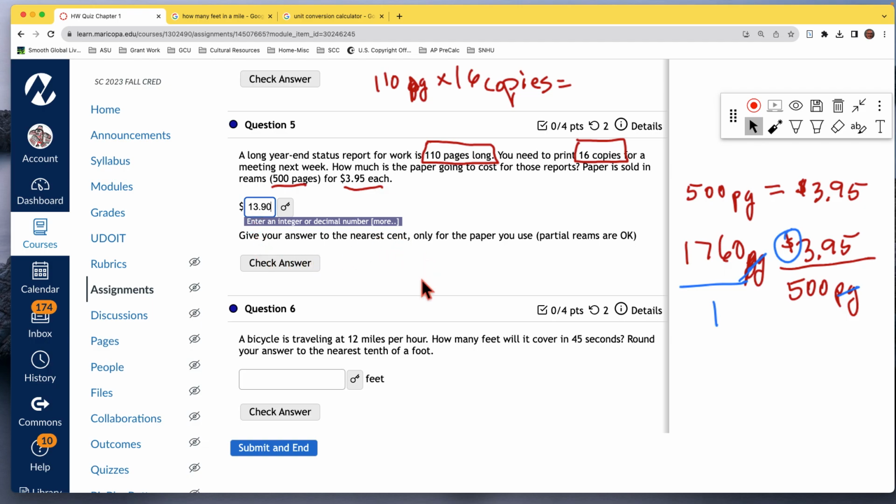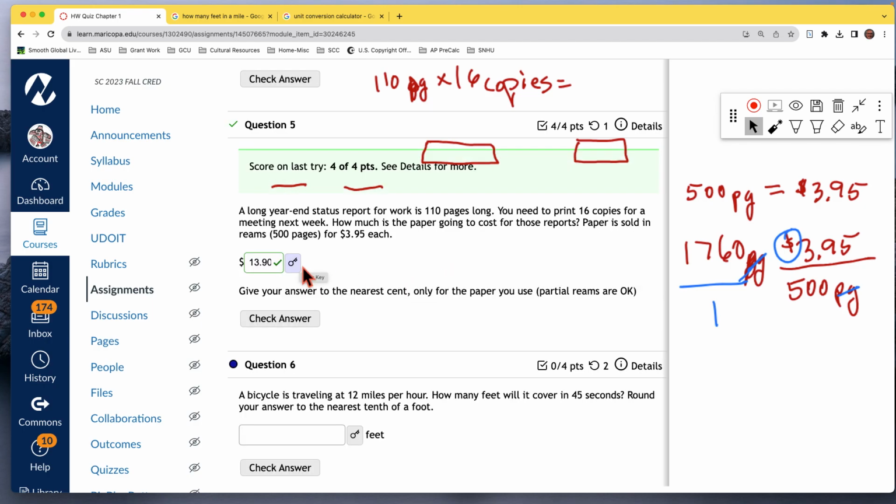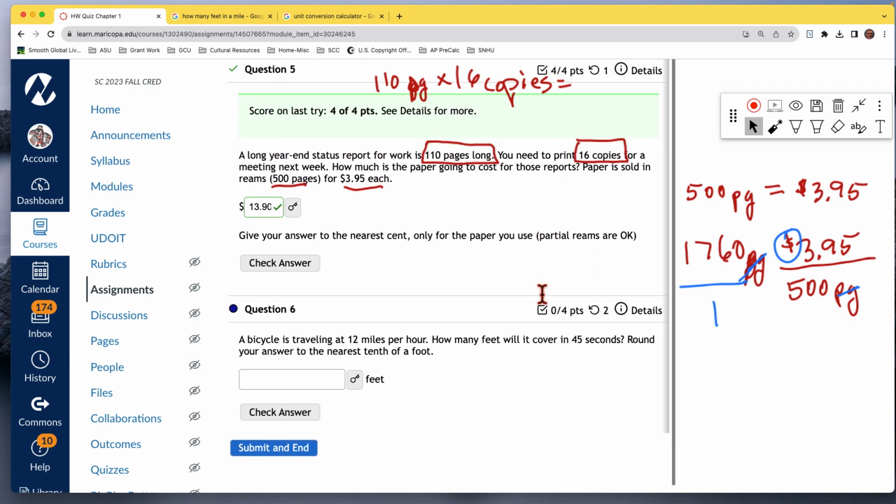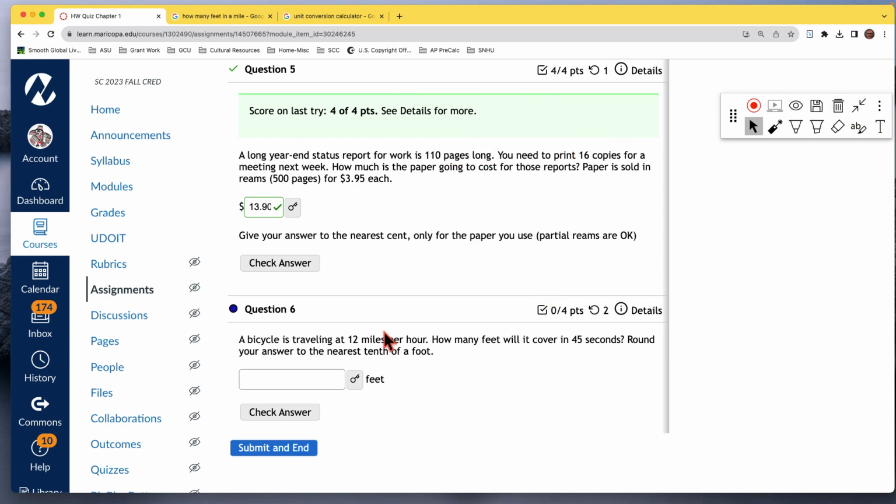Does that make sense? So we use this for problem solving as well. Check our answer. And again, if we got it wrong, it might be we did the wrong order, which is fine. Just switch it around, and we'll probably get it right. Okay. Another one.